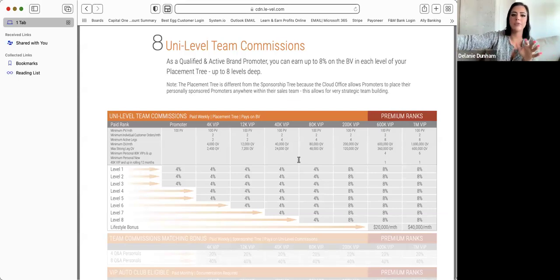Like, let's say they bring in a 200K, you're not getting paid. You're getting the volume, which for bonuses is great, right? I've always preached that. But for the residual part of the comp plan, it's very strategic to build higher and tighter.